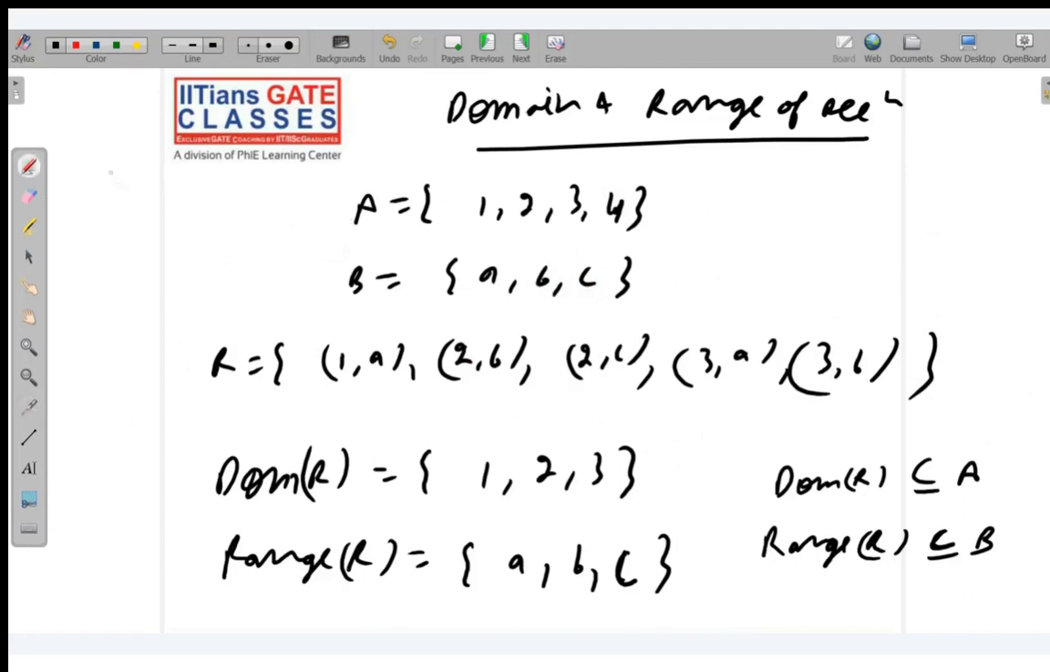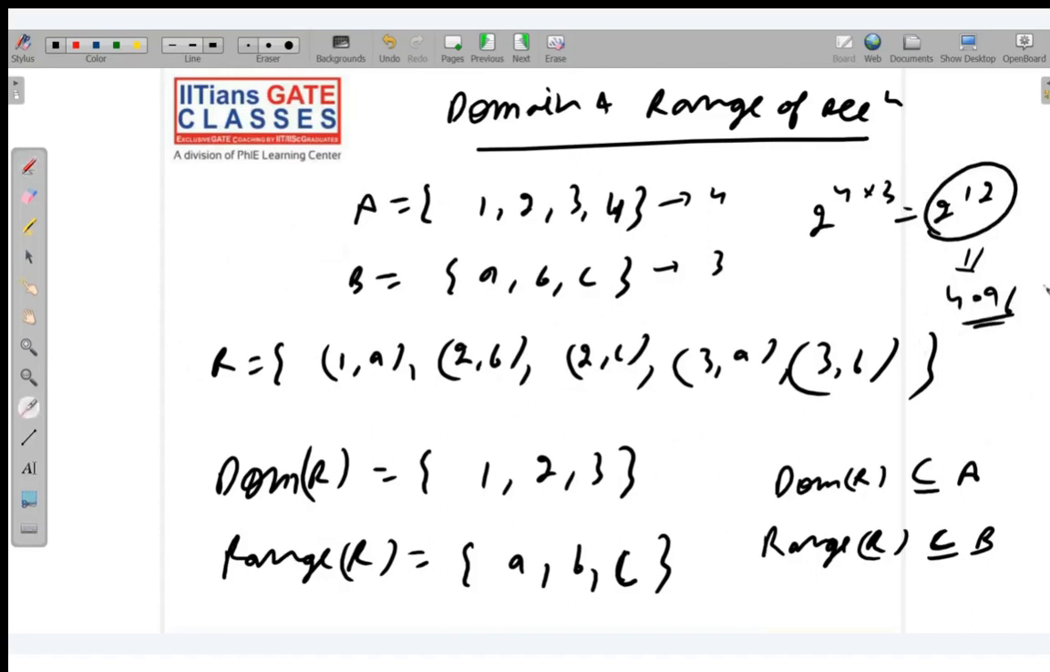See this. Cardinality of this is 4, this is 3. So 2 power 4 into 3, that is 2 power 12. Total 2 power 12 relations are possible, which is 4096. From these 4096, I have given you only one relation, and for that relation I have found domain and range. So for each and every one of the 4096 relations, you can find domain and range. Obviously, you will not count all, but we can find them, that is for sure. Domain means first, range means second. Make the set, game over.